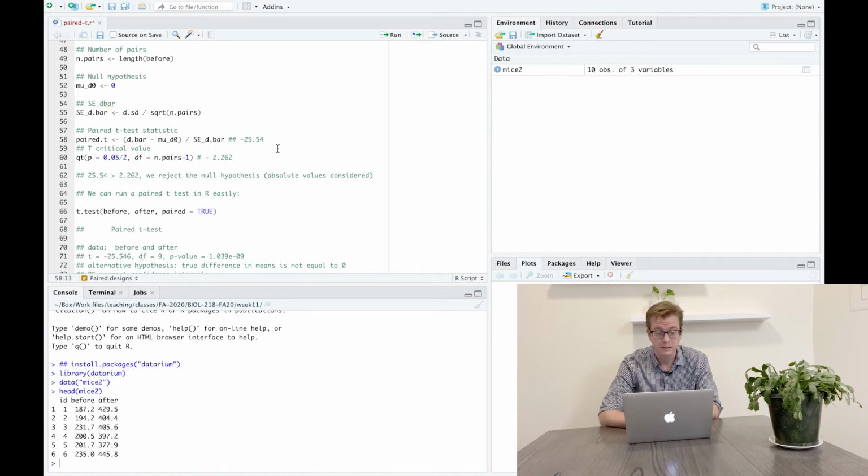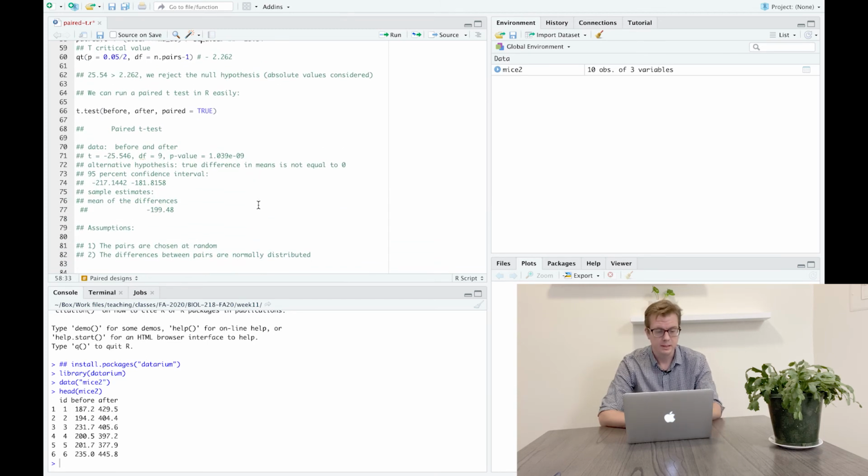We then need to calculate a t-critical value to compare to our test statistic, and so we use the qt function with a probability of 0.05 divided by 2, because this is a two-tailed test. And we include our degrees of freedom, which is the number of pairs minus 1. And we get an answer of negative 2.262, or 2.262 if we consider the absolute value. Since 25.54 is much larger than 2.262, we reject the null hypothesis, and therefore we have evidence that there are differences in the means between the before and after.